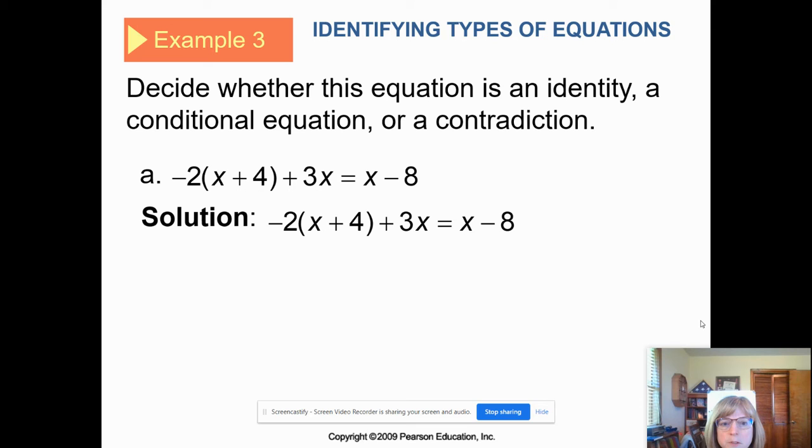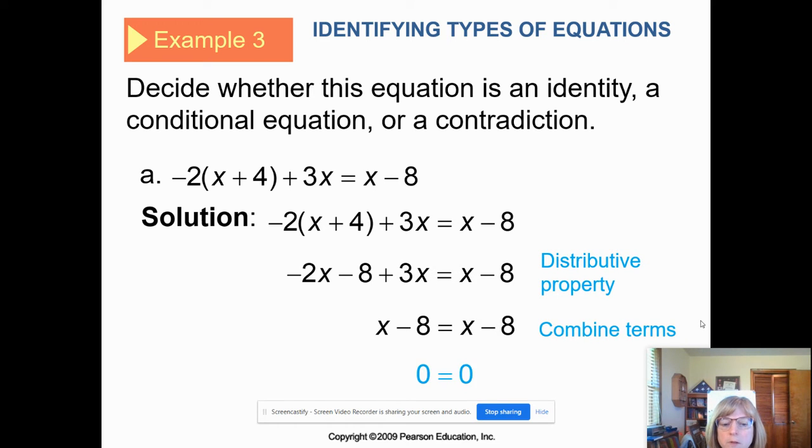So in this example, we're to decide whether the equation is an identity, a conditional equation, or a contradiction. So we solve the equation, and I know we're all familiar with that. And if you notice, the x's are going to subtract away. Now I could stop. Once I subtracted the x's, I would have negative 8 equals negative 8. That's a true statement, but they've gone ahead and added 8 to both sides. And what we see is that 0 equals 0, which is a true statement. Because it's a true statement and the x's have subtracted away, we have an identity.